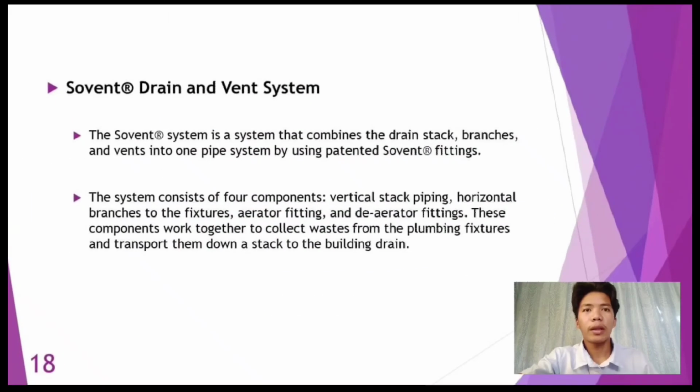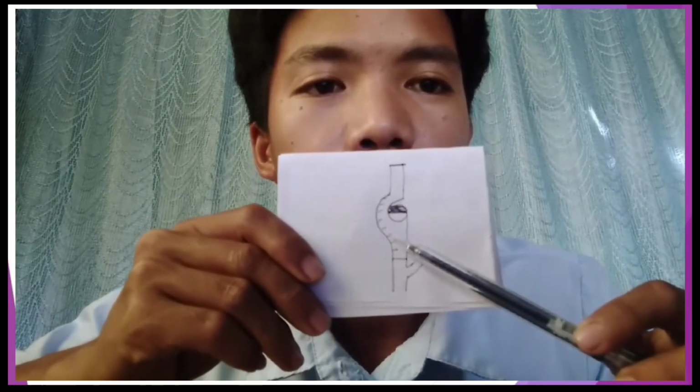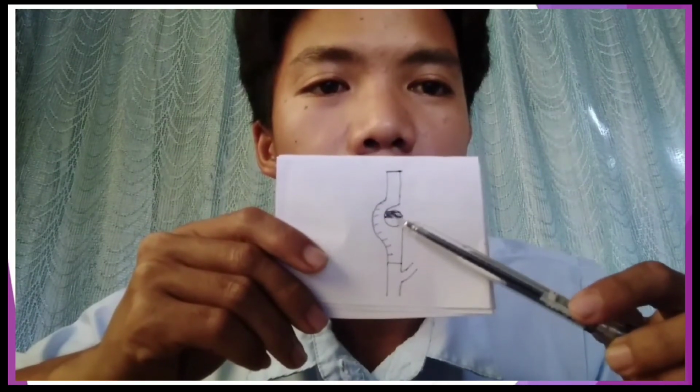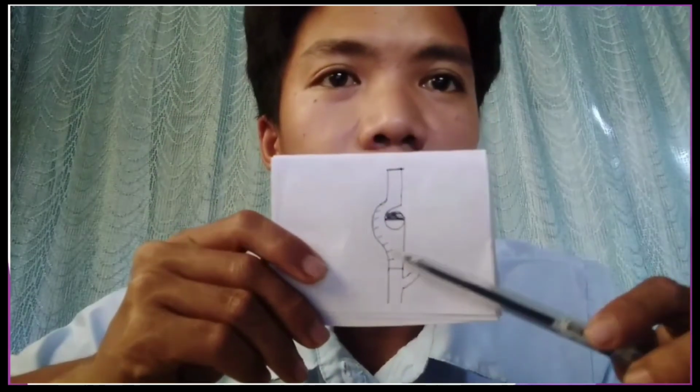Next is solvent drain and vent system. The solvent system is a system that combines the drain stacks, branches, and vents into one pipe system by using patented solvent fitting. So, ang itsura niya naman is ganito. Yan, drawing. Yan, baliktad. Yan. So, yung mga wastewater na dadaan dito, ang trabaho niya naman ay makolekta yung mga waste. Ito. Papunta sa building drainage natin.